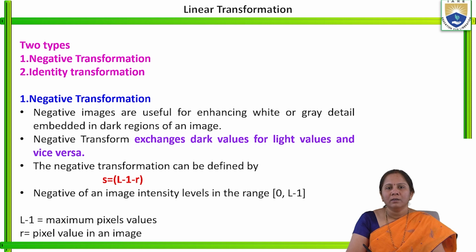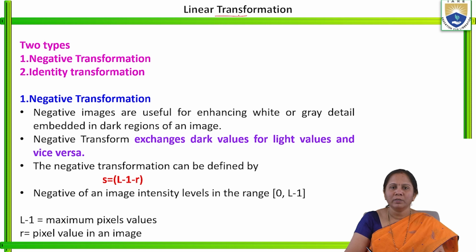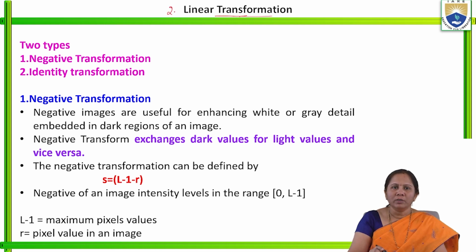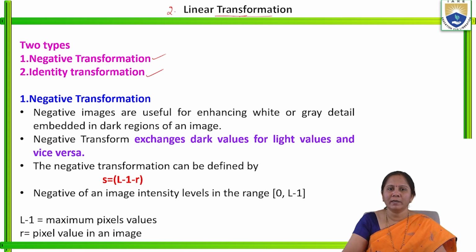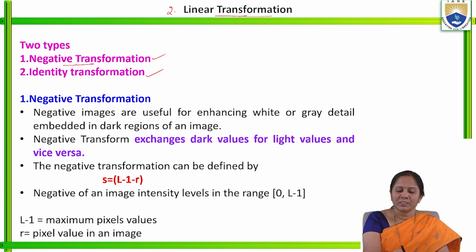Next transfer function is linear transformation. So intensity transformation function, first one is point processing and the second one is linear transformation. So this linear transformation is of two types. One is negative transformation, another one is identity transformation. So we will learn about negative transformation and identity transformation in detail. Coming to the first type, that is negative transformation.